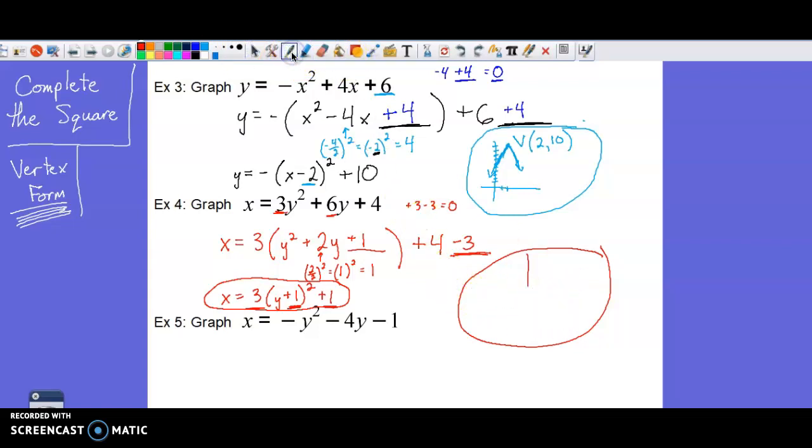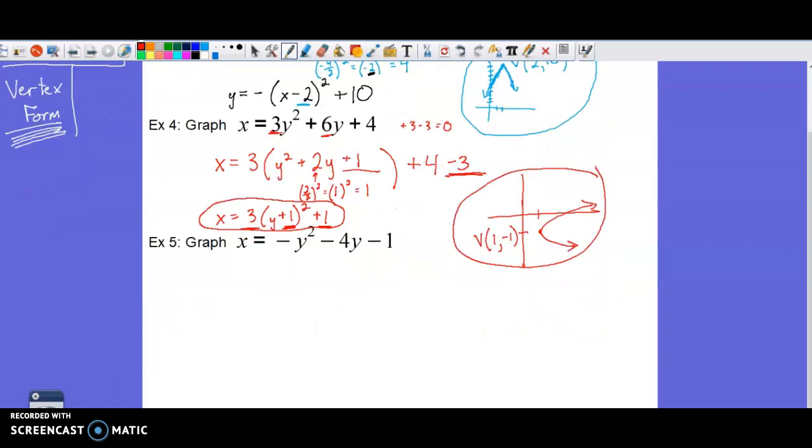There we go. So what I will be grading you on is that you correctly identify that the vertex is at 1, negative 1, and it opens to the right. So I would have lost a point if I was doing this and I didn't check my work. I'm going to scroll down just a little bit. And let's change colors and do this one.